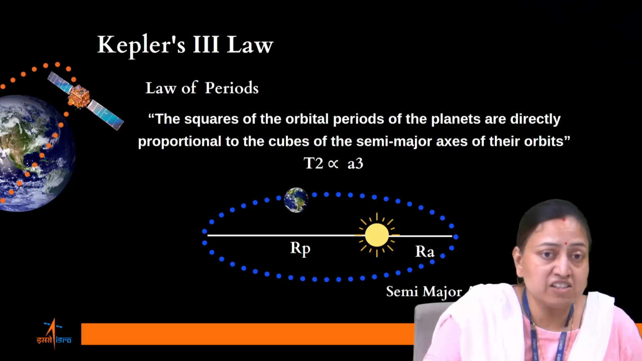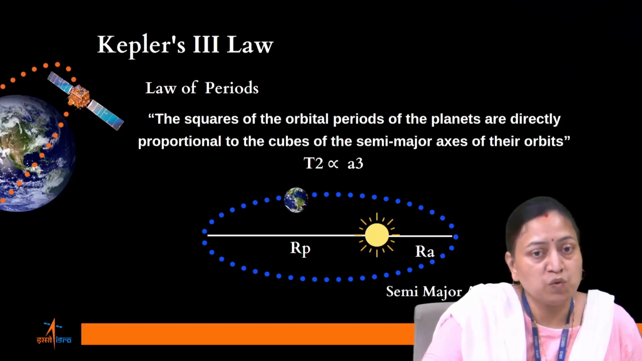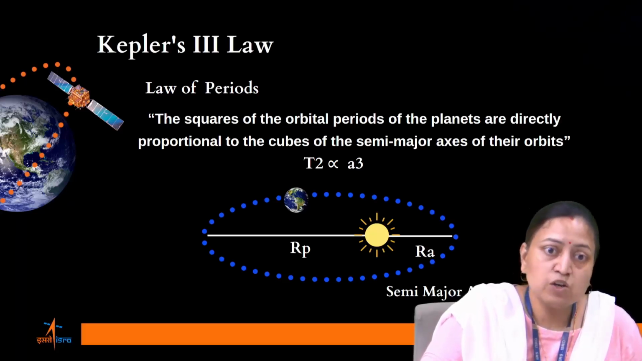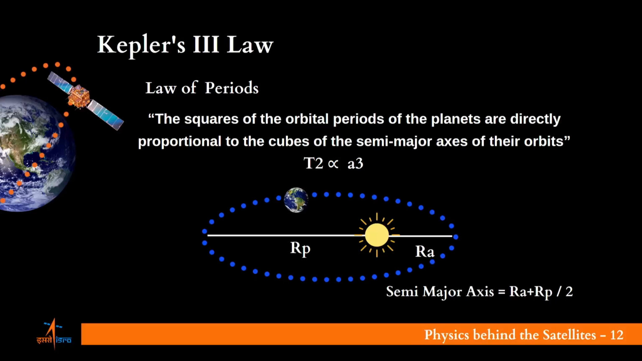By using this law, we can find the time period of a planet or a satellite if we know the dimensions of the orbit, or we can find the location of a planet or a satellite if we know the time period of that particular orbit.